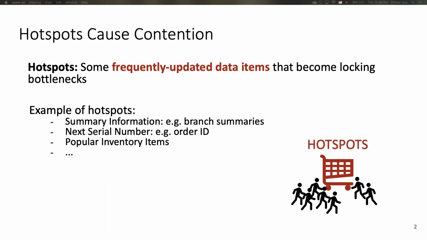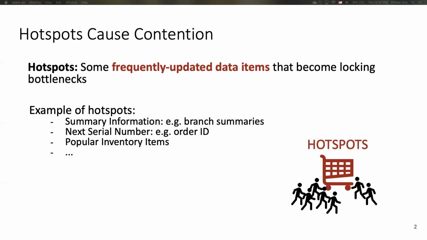Another type is the next serial number to be sequentially assigned, such as the order number. There are also examples like popular inventory items that almost every order involves, such as popular items that people would snap up on Black Friday.